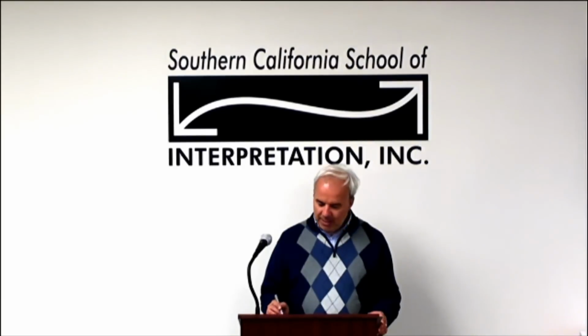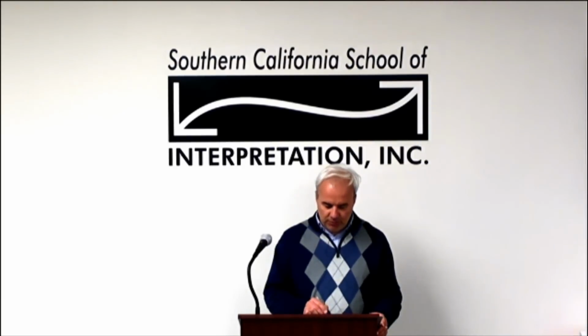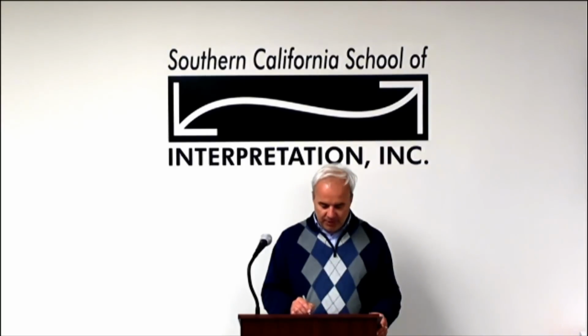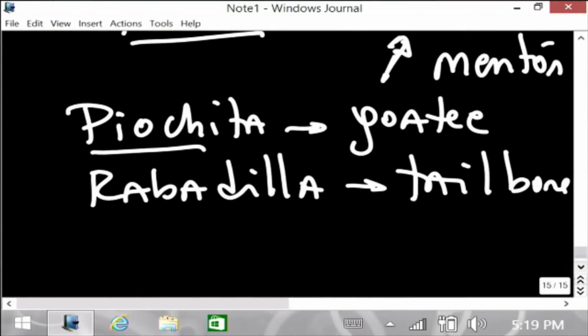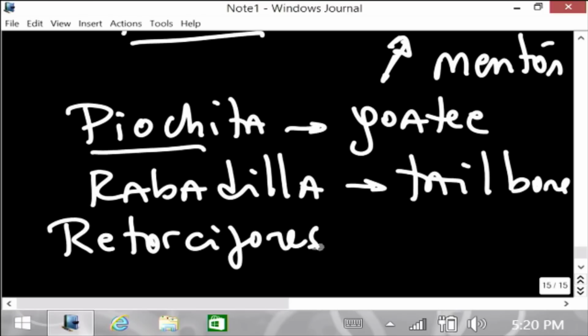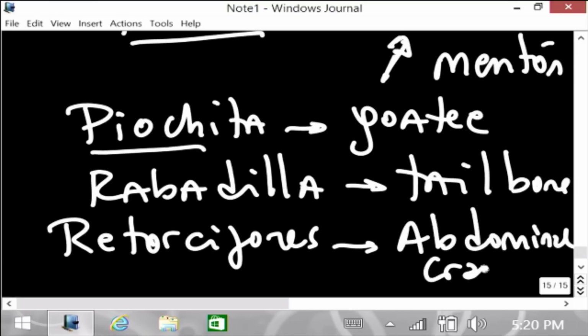Okay, rabadilla, we already talked about this one, but I'm trying to give you these terms in alphabetical order. This is tailbone. El cóccix, the coccyx. El cóccix es de la rabadilla. Okay. Retorcijones refers to abdominal cramp. It's plural in this case.